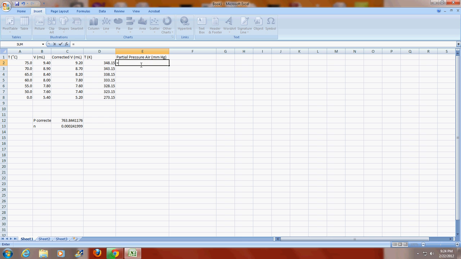And I want to calculate the pressure of air. So I take the rearranged ideal gas equation, which is PV equals nRT, and solving for the pressure is going to be nRT over V, which is the volume in liters. So I'm going to say this should equal to n. So I'm going to click on that and I'm going to lock it in place.